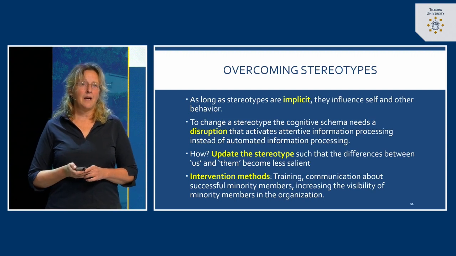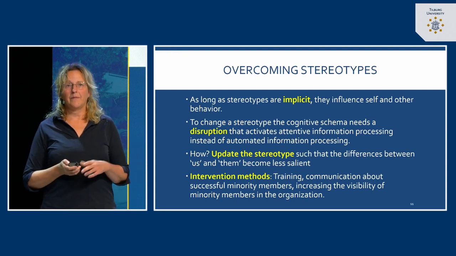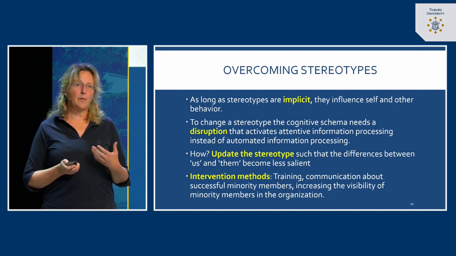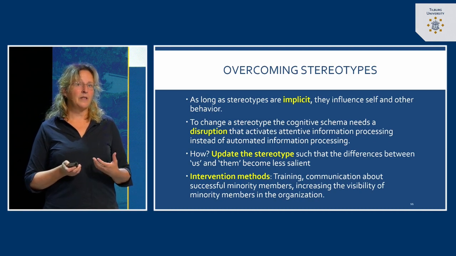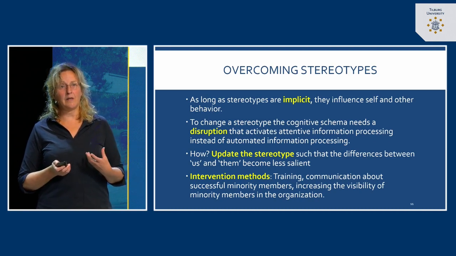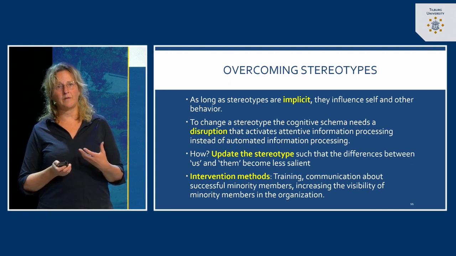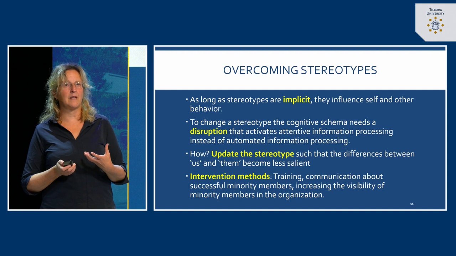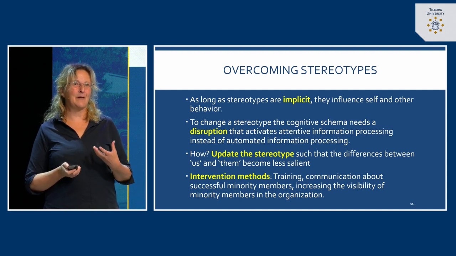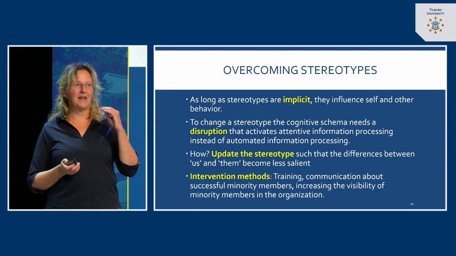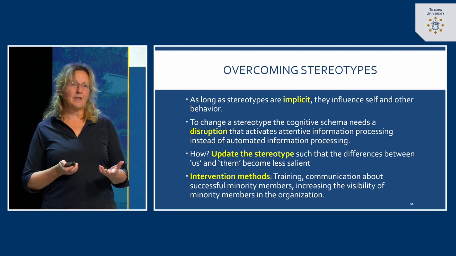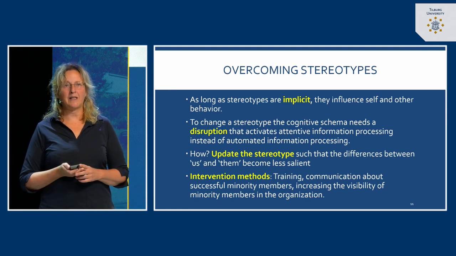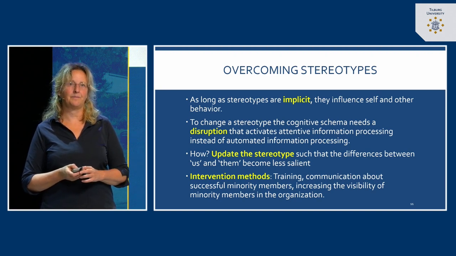So how do we do this in organizations? We can work on updating the stereotypes, for example, by intervention methods such as offering training. What really helps is to diversify the communication in the organization. If there's a picture of the board of your organization doing important things, make sure that this board is visibly diverse, because that demonstrates that everybody can be a top manager. Increase the visibility of minority members in the organization. These are examples that help to overcome stereotypes and to build a more inclusive organizational environment.